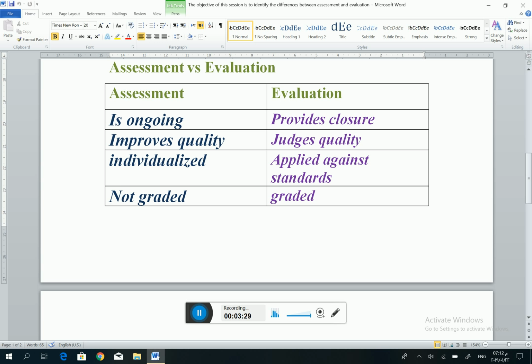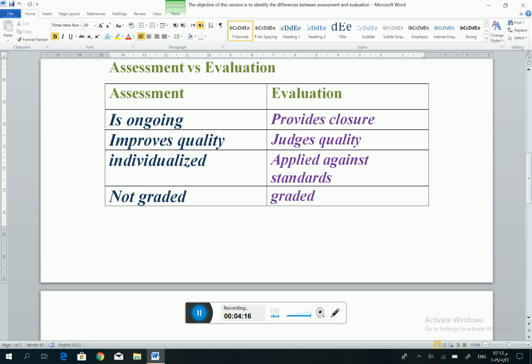Assessment is used to improve the quality of learning, while evaluation is judging the quality of learning. In assessment, you collect data to improve your teaching techniques, teaching methods, and try to improve students' learning. In this stage, you improve the quality of learning. But in evaluation, there is no improvement. You just judge the quality of learning. Does the student attain these pieces of information? Does the student achieve what is expected or not? And this can happen by grades.